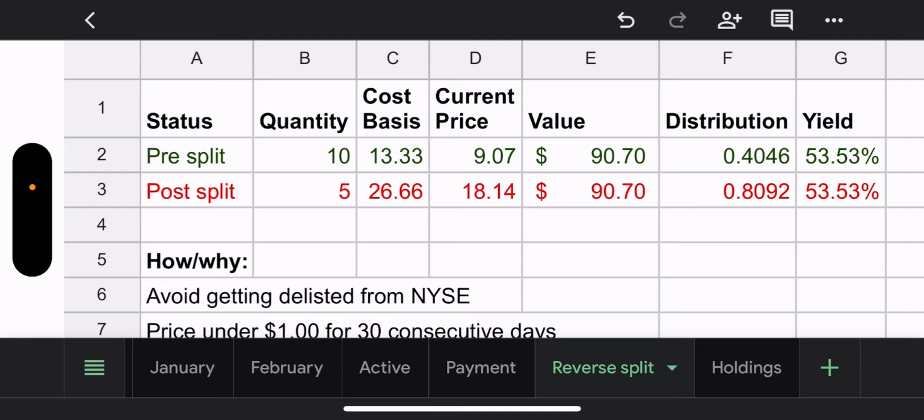So as you see, the value in column E will remain the same. So the value in your account stays exactly the same. The distribution, so last time we got 40 cents. If all is the same exact process, then yes, the distribution technically will not change. So if this happened before last month got paid out, yes, we would have gotten 80 cents a share. So the yield overall should not change, okay?